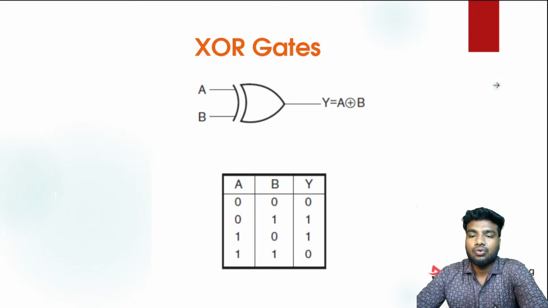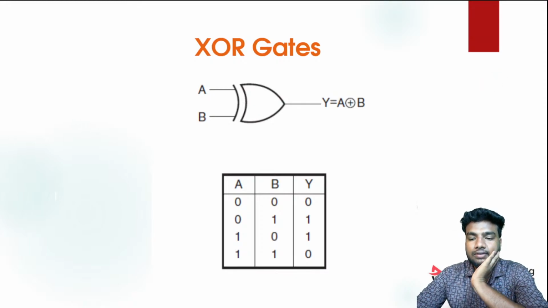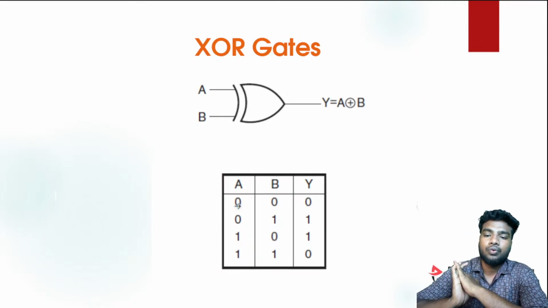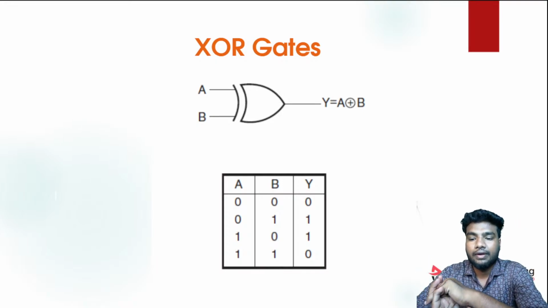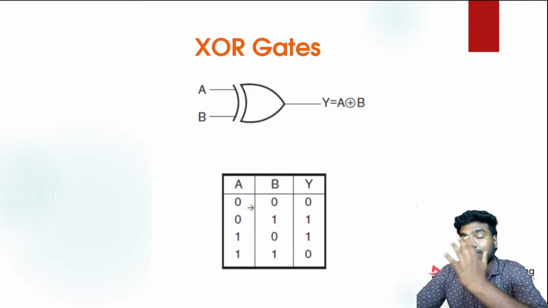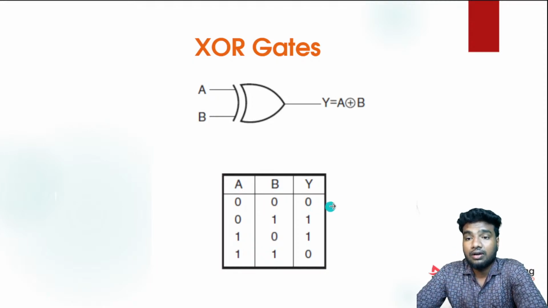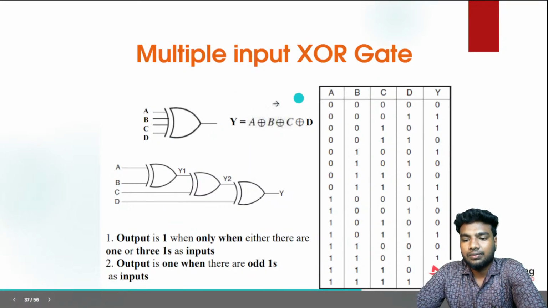And then we'll move to the XOR gate. The XOR gate is a little bit different. Why? You can see the truth table. If your inputs are the same, like 0 0 or 1 1, you will get the output as 0. So this is the condition. If your inputs are different, like 0 1 or 1 0, you will get 1 as output. This is also the multi-input XOR gate. So just follow this truth table.